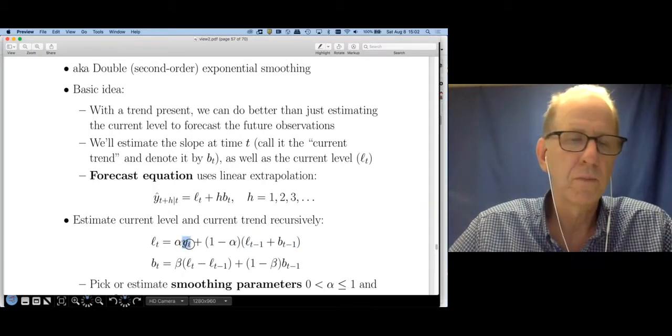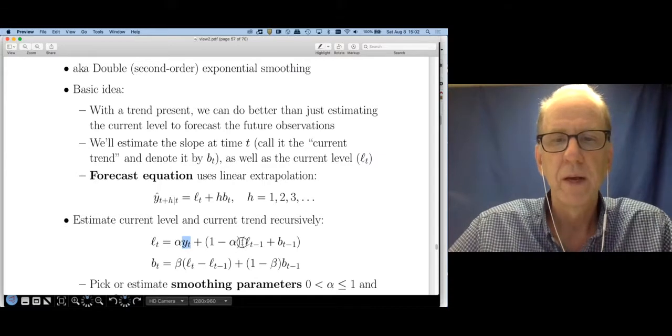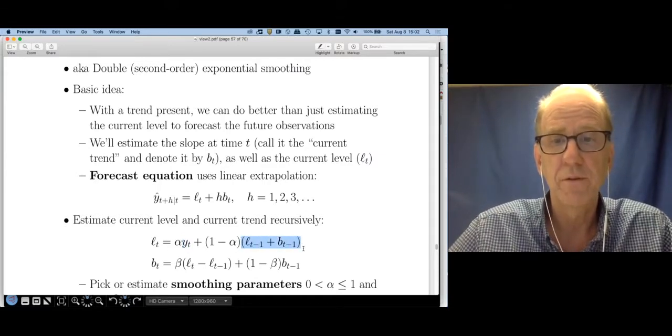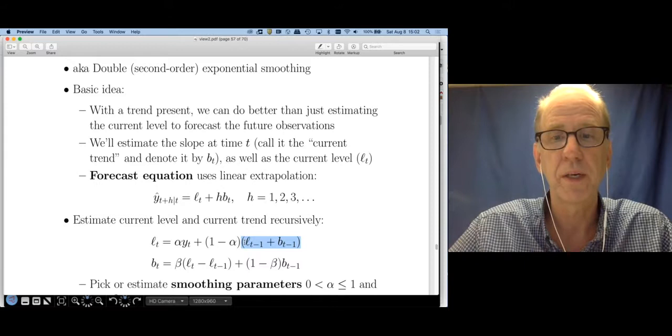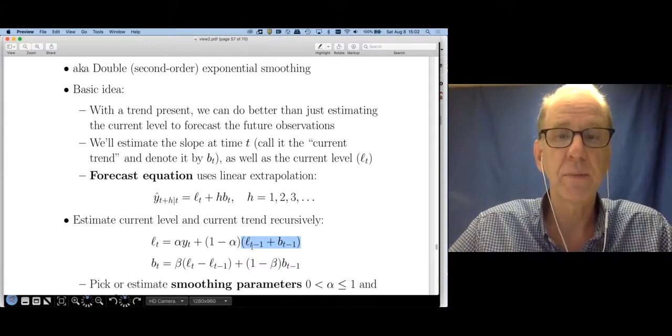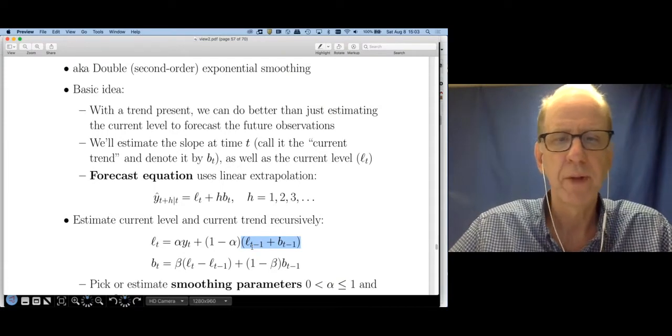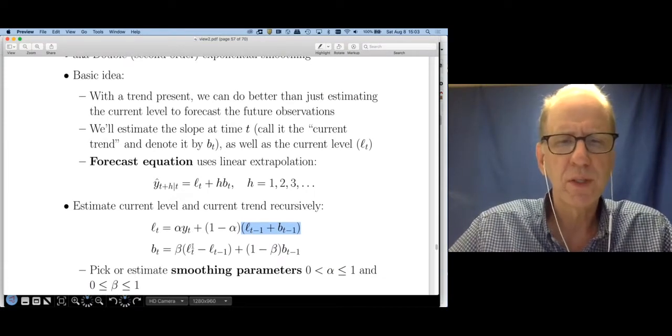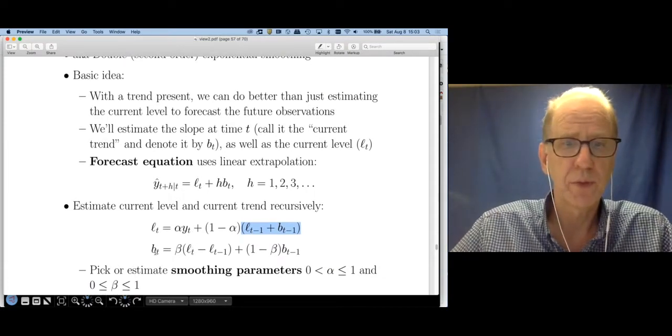This is the new information. This is my prediction of where I should be at time t. So think of this as the forecast of where I should be at time t, given information at time t minus 1. All right. Well, we're going to do something really similar with the slopes.